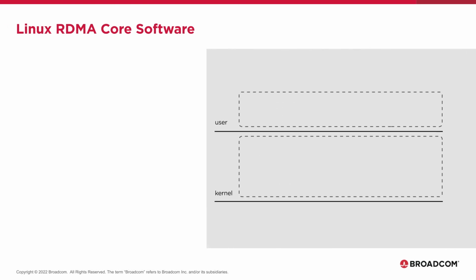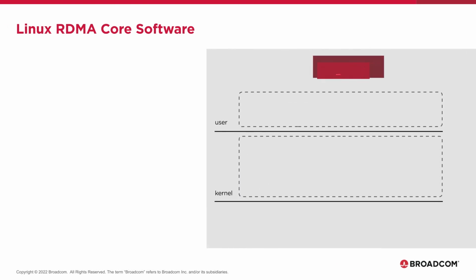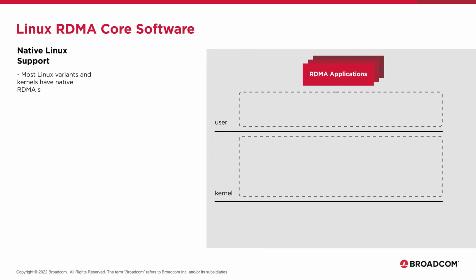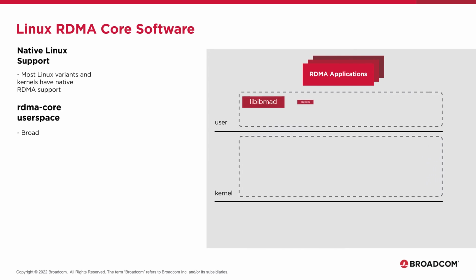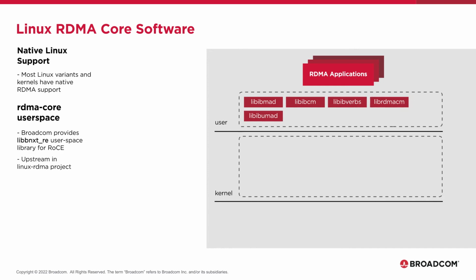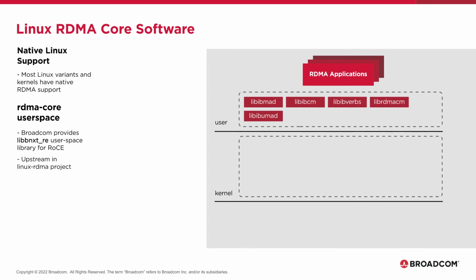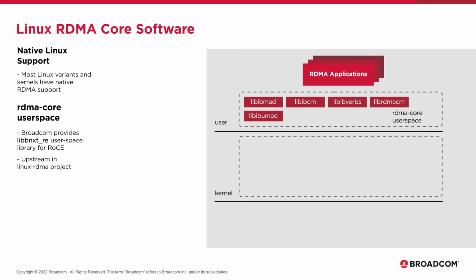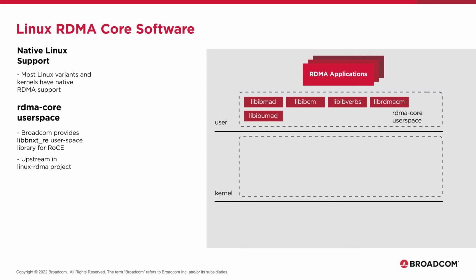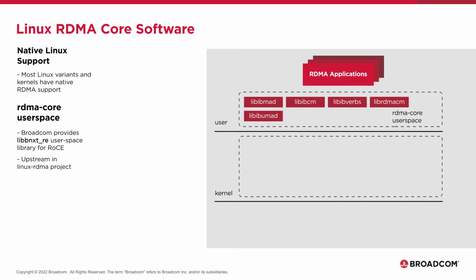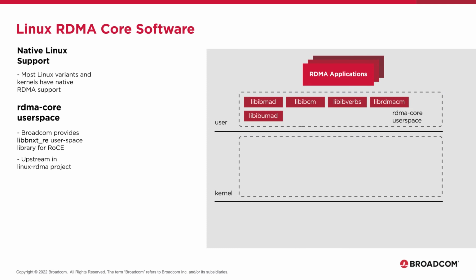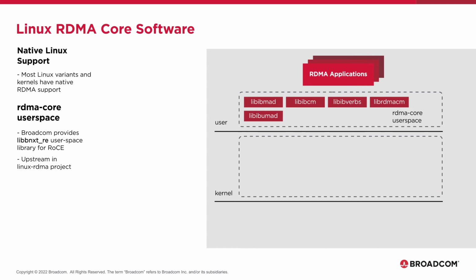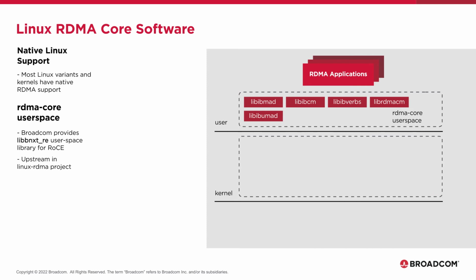This is a high-level view of the Linux RDMA core software. Most of the Linux variants have native RDMA support. The Linux software stack consists of RDMA-related user space libraries that are collectively known as RDMA core. Most importantly, RDMA core contains the libibverbs library that provides the verbs interface to the RDMA applications. RDMA core is part of the Linux RDMA project on GitHub.